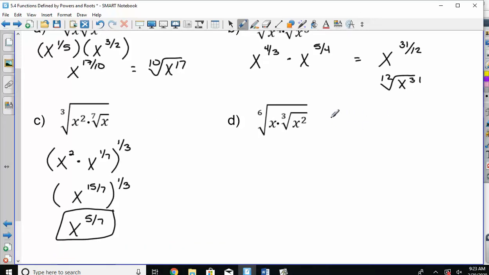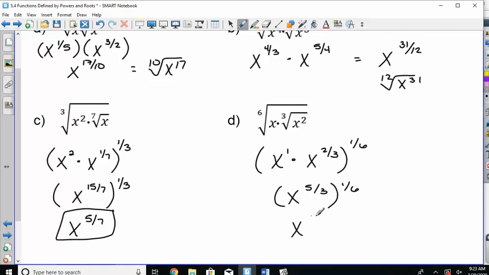We'll redo that. Okay, this one, it's all under a 6th root, so it would all be to a 1/6. This is an x times the cube root of x squared, so that's x to the 2/3. With these x's, you add their exponents, so 1 plus 2/3 would give you 5/3. So you get x to the 5/18.